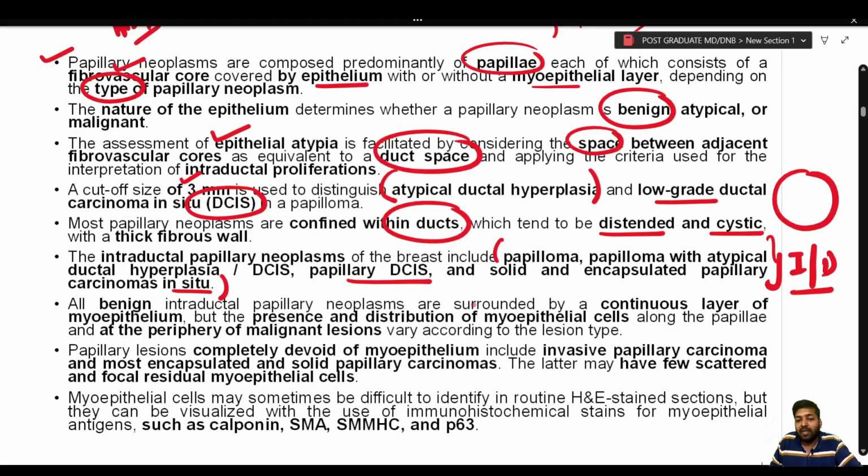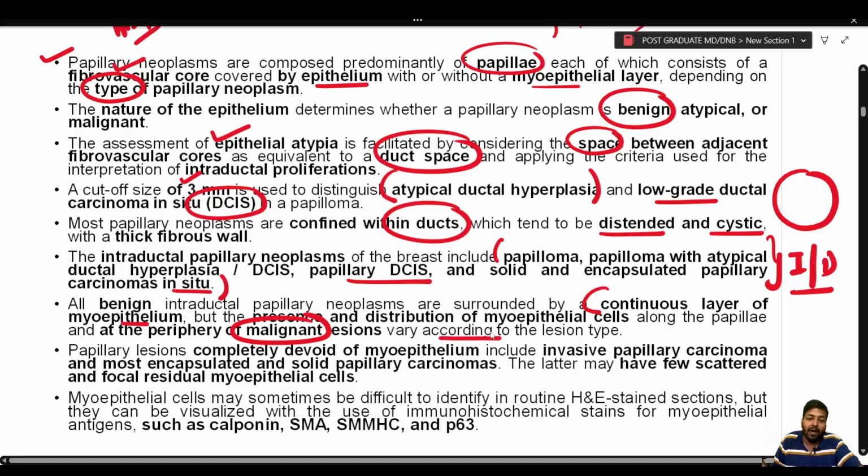All benign intraductal papillary neoplasms will be surrounded by a continuous layer of myoepithelium, but the presence and distribution of myoepithelial cells along the papilla and at the periphery of the malignant lesions vary according to the lesion type. As I told you, all the benign entities will show presence of myoepithelial cells both at the center as well as in the periphery, but the malignant lesions will have some variations depending on the type of lesion that we are going to discuss in detail. Papillary lesions completely devoid of myoepithelium include invasive papillary carcinoma and most encapsulated and solid papillary carcinomas. The latter may have few scattered and focal residual myoepithelial cells. That means in case of an invasive papillary carcinoma, both in the lesion and at the periphery, you will not find any myoepithelial cell.